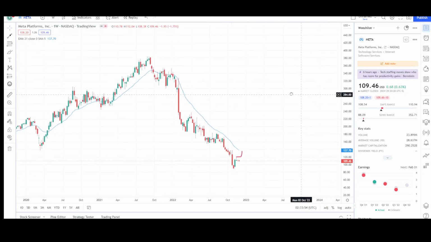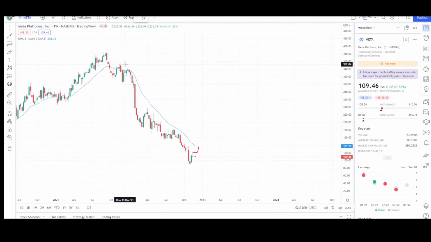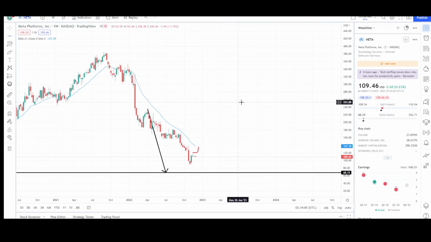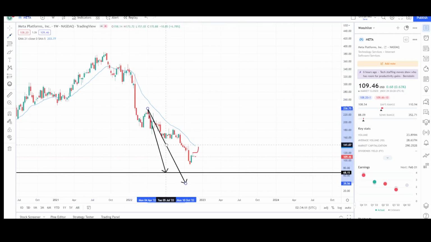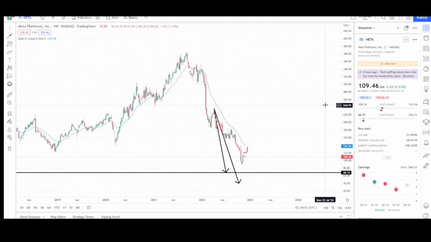I'm looking for two measured move targets to be reached. The first one is this leg down right here. This will take me to the low 70s. I'll mark it with a horizontal line. So looking for the low 70s first, high 60s, and then the longer term measured move is this one right here, and this one's right at that $40 level. So looking for that $40 target.